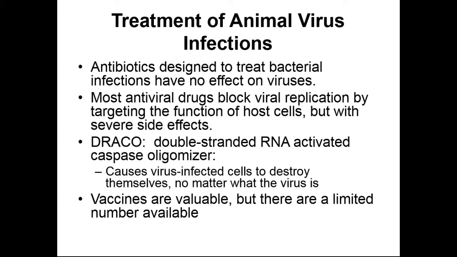We can also have a DRACO. This is a double-stranded RNA-activated caspase oligomer. A caspase cascade is typically associated with the self-destruct sequence in the cell. This caspase cascade is going to be triggered by the double-stranded RNA-activated caspase oligomer and will cause the cell to initiate apoptosis, or self-destruction. So this causes a cell that's been infected with the virus to destroy itself. And if the cell commits suicide, so to speak, it can no longer make more virus particles, or virion particles.